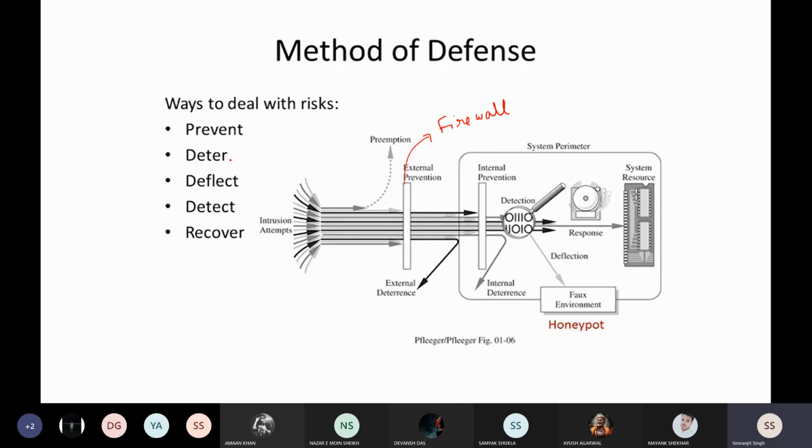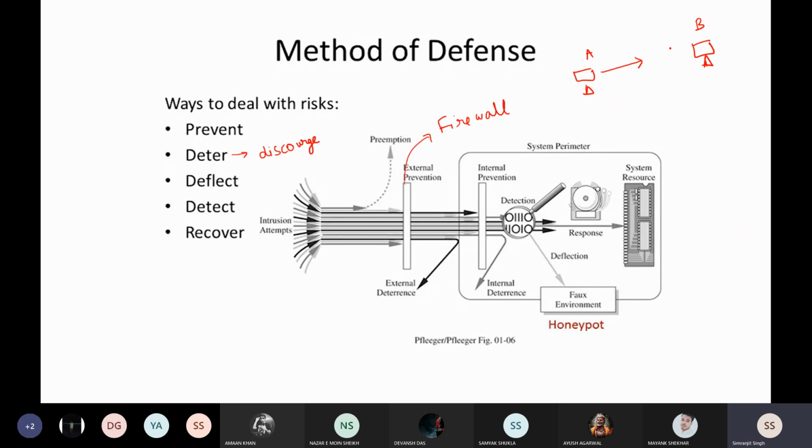So deter means to discourage. How can you discourage anything from happening? If anybody is trying to attack, you can just install a software system to discourage it. Suppose a particular attacker is trying to attack this system, B.